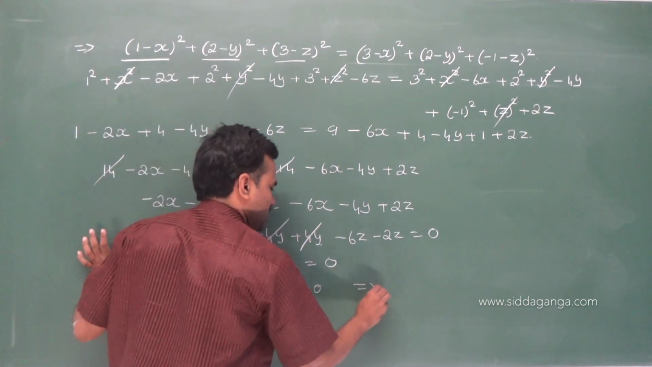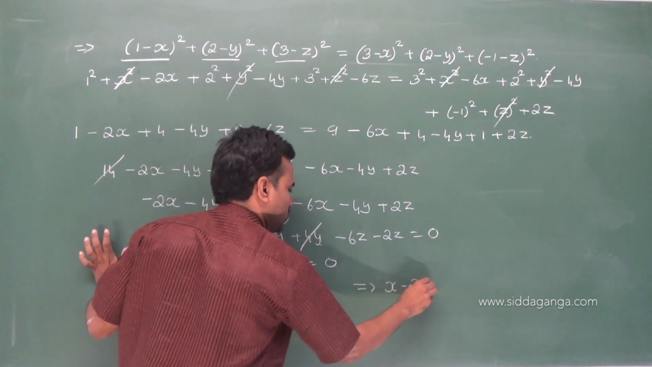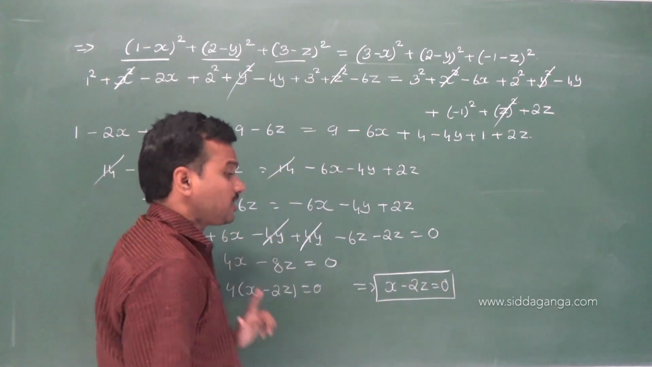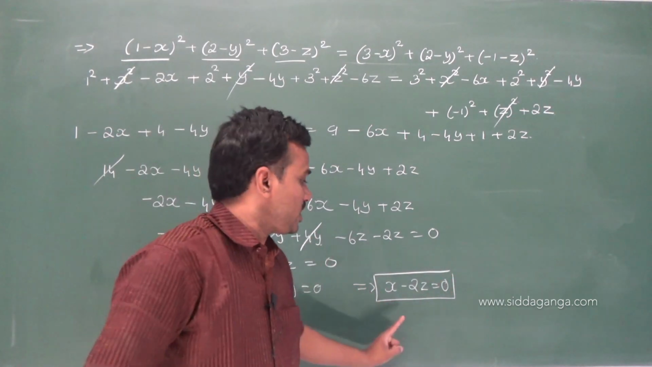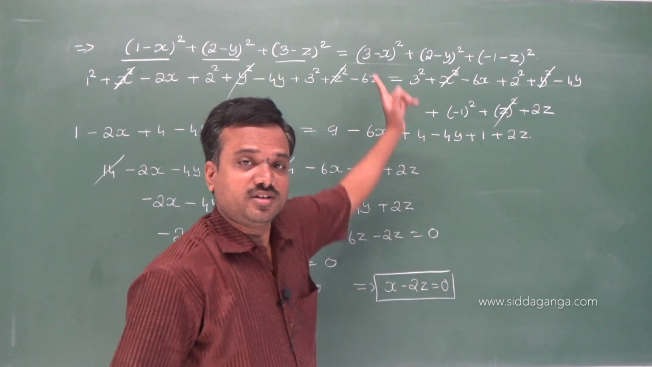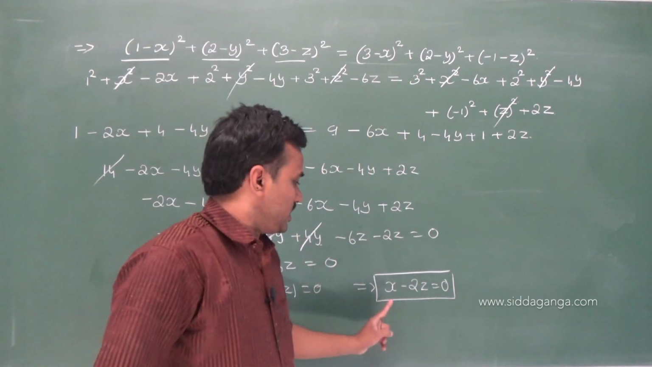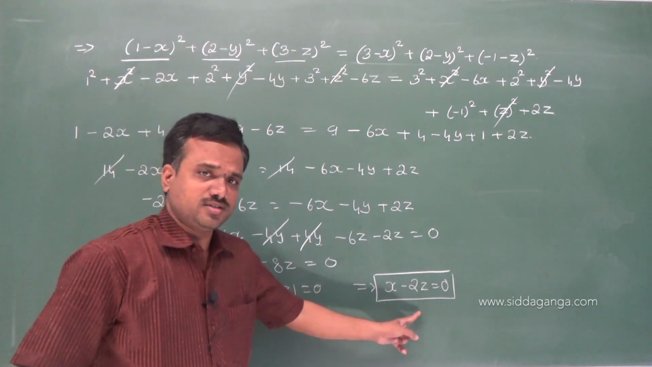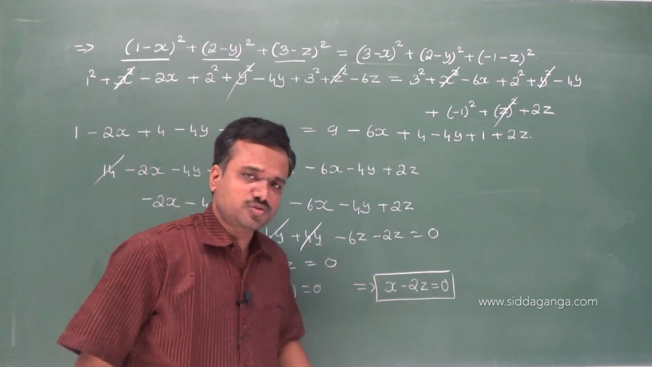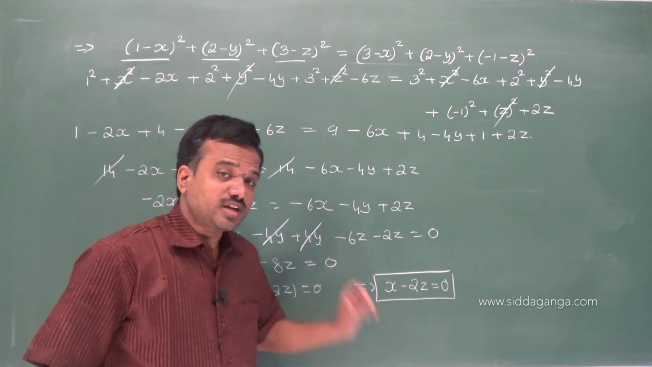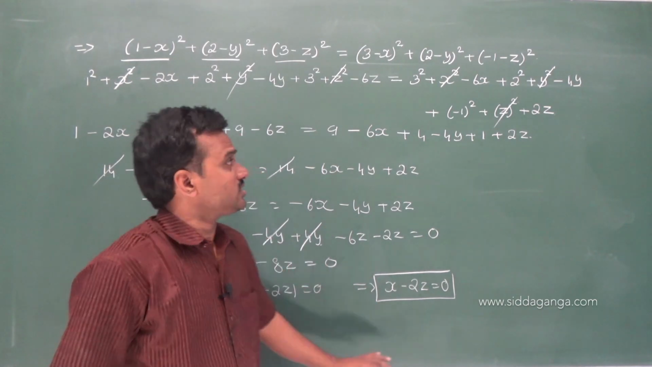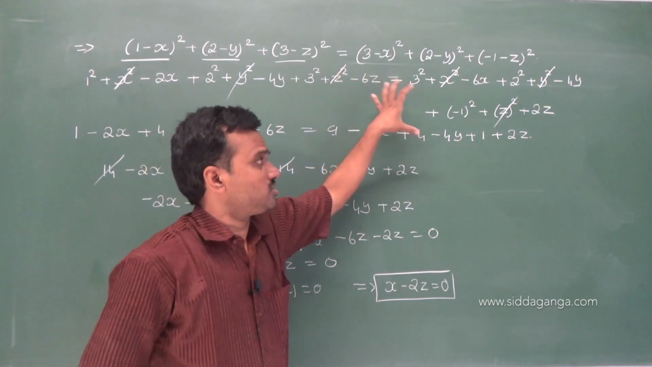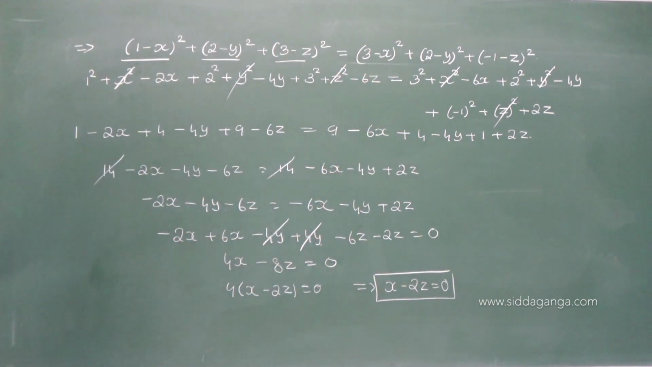That implies x minus 2z. x minus 2z is the equation of the locus satisfying the given condition. Okay na? x minus 2z is equal to 0 is the equation satisfying the given condition. Clear? Okay, we solve one more problem regarding the same type.